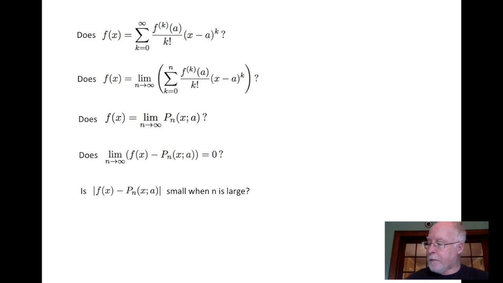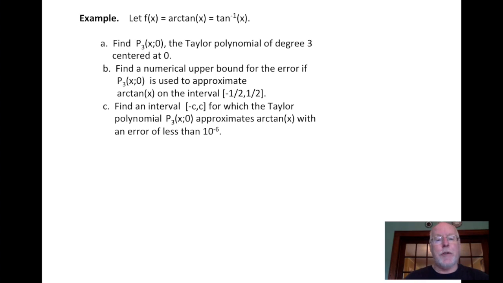So to investigate some of the techniques used in answering these questions, we're going to take a look at this example. We're going to let a function f of x be the arctangent of x, or the inverse tangent of x, and answer the following three questions. We'll find P3, the Taylor polynomial of degree 3, centered at 0. We'll then find a numerical upper bound for the error if we use P3 to approximate the arctangent.